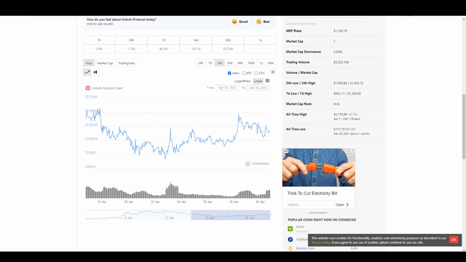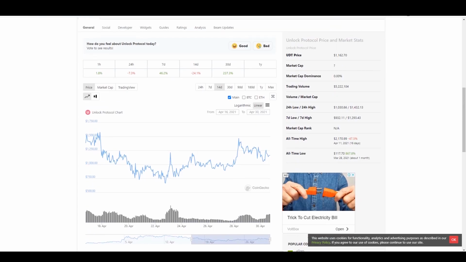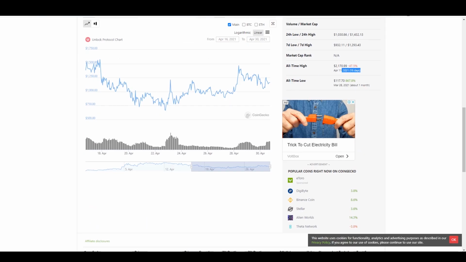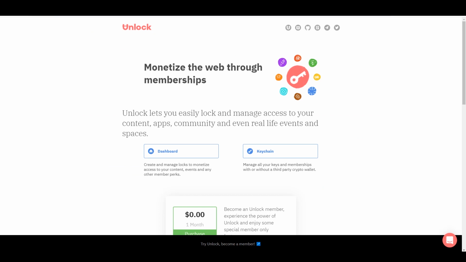So yeah, that's Unlock Protocol. I hope it makes sense. I hope that cleared out some of your confusions on what Unlock Protocol is and what it's been used for and what are the big names behind Unlock Protocol. So strong team, strong project, strong backing.